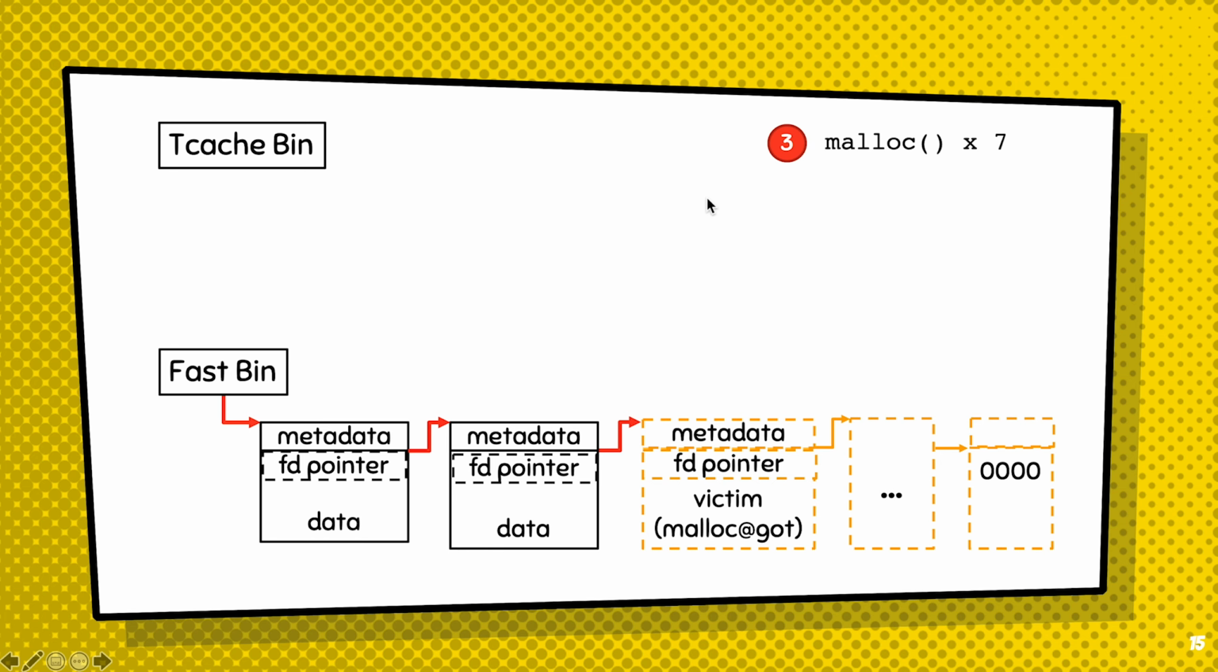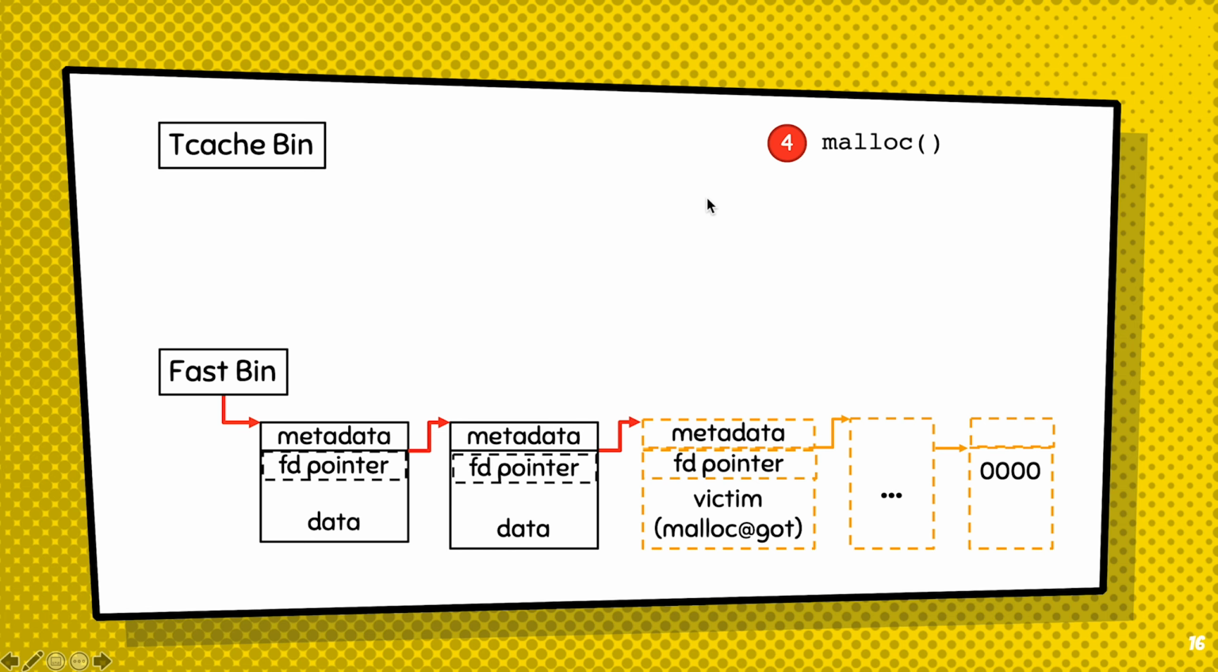Now let's suppose that there are 7 elements in the Tcache bin. So we do that 7 times, and after that, the Tcache bin is empty. Next, we call malloc again. This time, again, glibc will check if the Tcache bin is empty, and since it is empty, it will check if Fastbin has any chunk available to be reused.